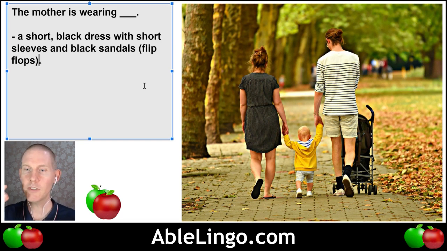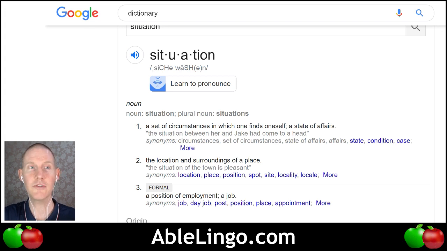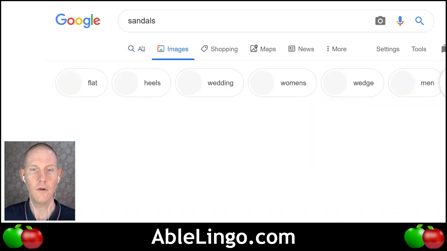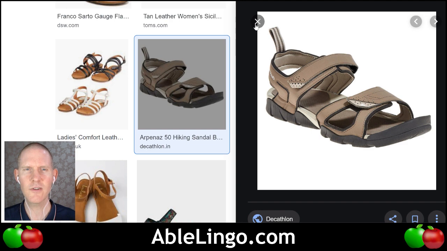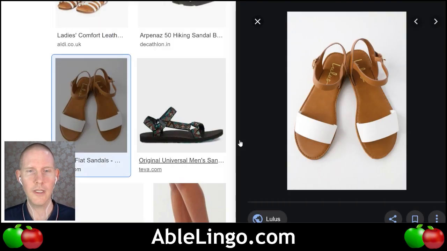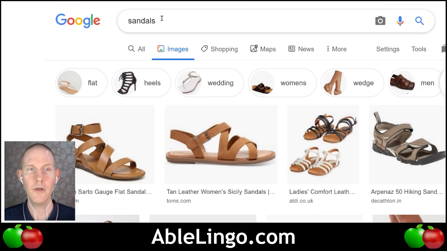Right. And when we say flip-flops, it's very specific. So let's take a quick look at some pictures. If we put in sandals, there are different kinds of sandals. You can have covered sandals, you can have hiking or cross-country sandals, you can have open sandals, you can have all these things. However, when you put in flip-flops, there's pretty much only one thing it can be.